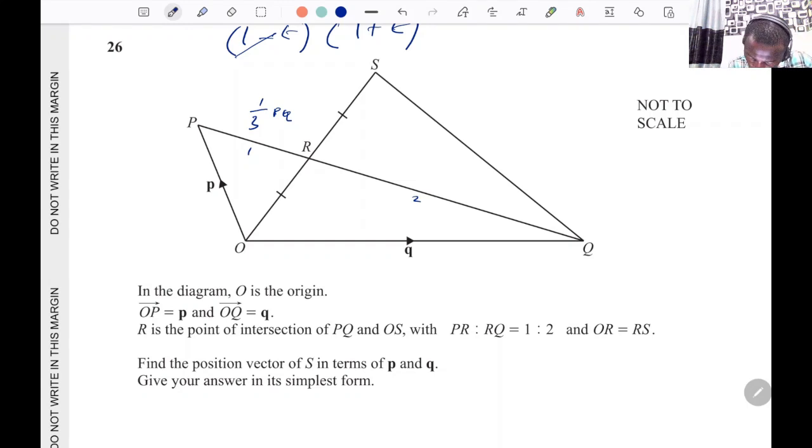1 over 3 PQ, and here is 2 over 3 PQ. Now let's assume, which direction are we taking? We have two directions here, so take note of the direction. This is going this way, this is going this way. If we take this direction, we must maintain that. That's our direction. We can't be going up and down, except we have to negate a particular part.